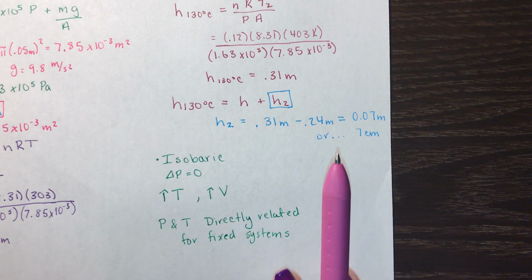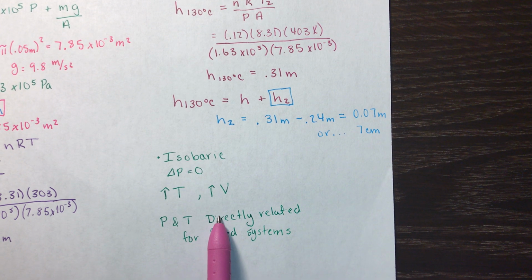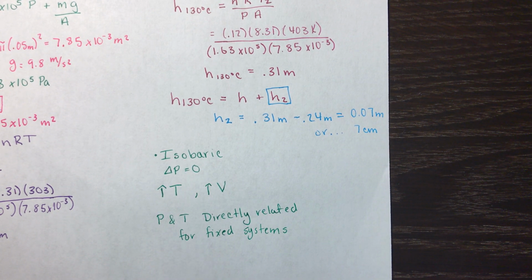So in conclusion, we know that this problem is an isobaric problem, meaning that there's no change in pressure. And the reason this is an isobaric problem is because even though the temperature increases and we're inclined to think that the pressure will also increase, since the volume also increases, it kind of makes the pressure stay the same. And even though pressure and temperature are directly related for fixed systems, this is not a fixed system. So the temperature and pressure will not be directly related.